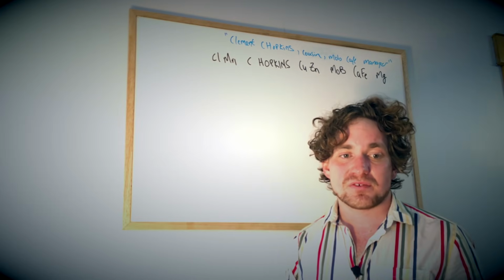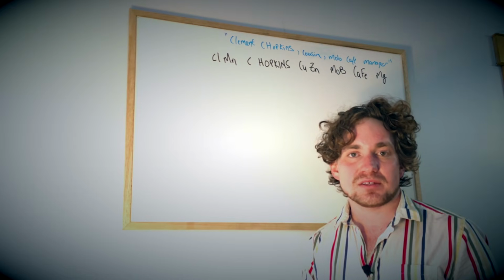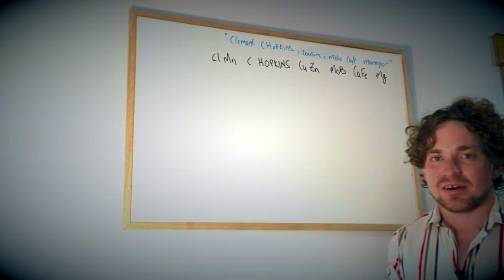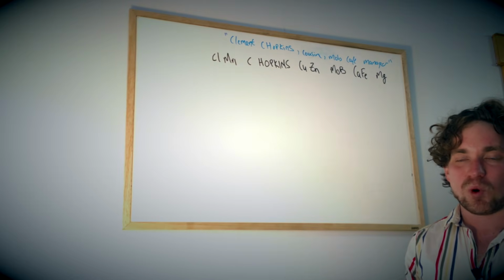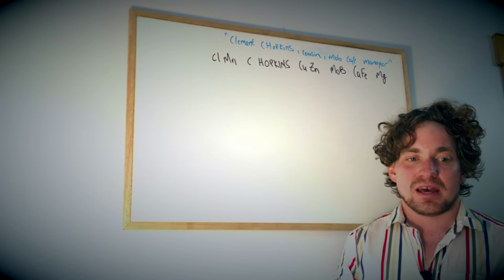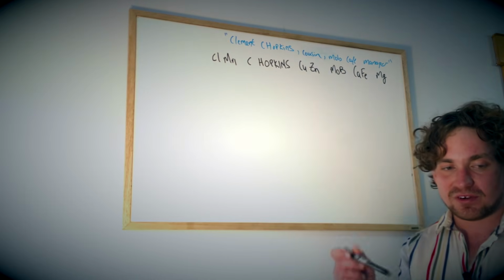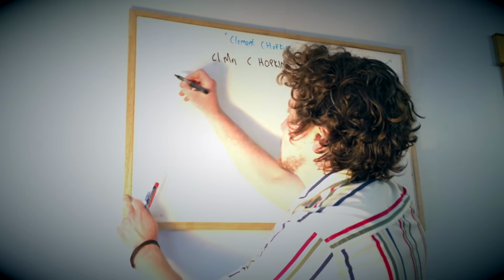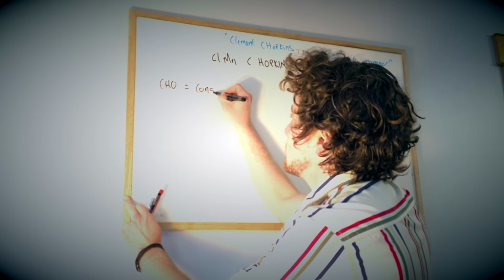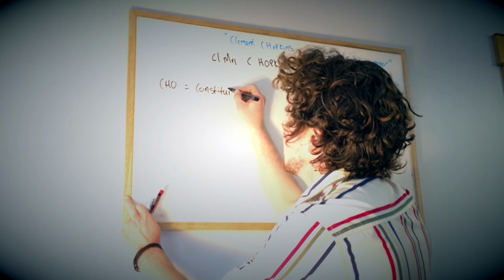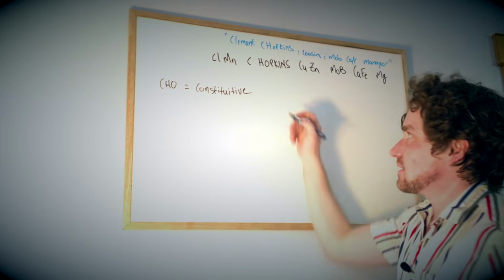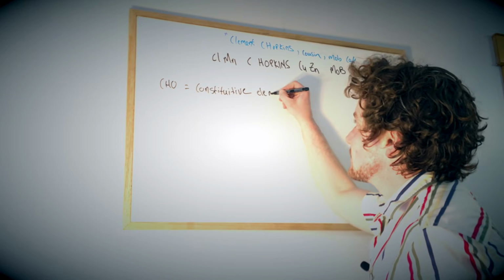Then we have phosphorus, potassium, nitrogen, sulfur, copper, zinc, molybdenum, boron, calcium, iron, and magnesium. And our constitutive are carbon, hydrogen, and oxygen. So those are constitutive, right? And we can call them elements.